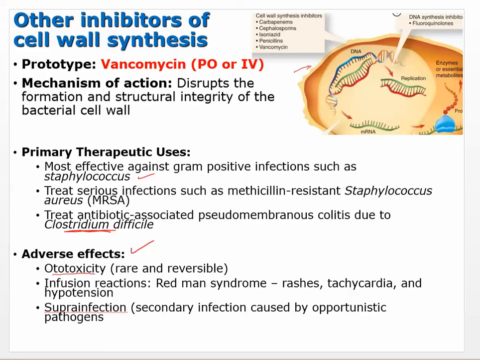Ototoxicity is listed. It's rare, but it's reversible. Infusion reactions, so something called red man syndrome, which is rashes all over, tachycardia, and hypotension, so low blood pressure. So we're talking low blood pressure, and then the heart is trying to beat faster to make up for that. And then superinfection can occur with it. It's a mess. All right, so that's it for the cell wall bacteria and your whole background in microbiology.